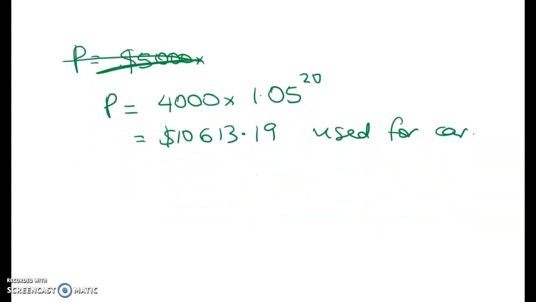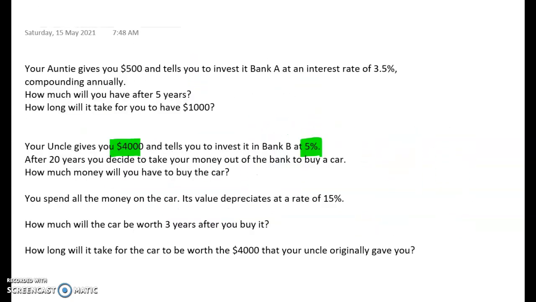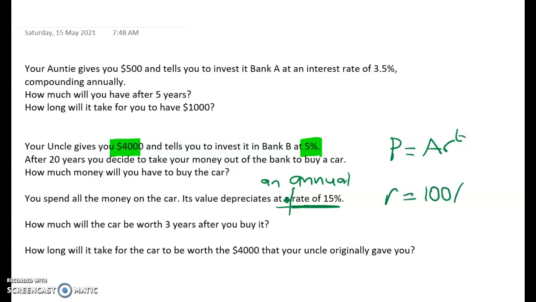Right, now what's happening with the car is different. The car's value decreases at an annual rate of 15%. Okay, so every year the car is worth 15% less than the year before. So that means that in my formula here, the R is going to be 100% take away 15%. That gives me my decimal of 0.85.